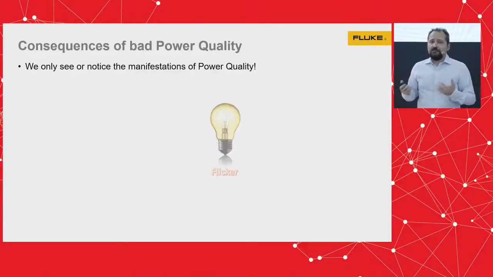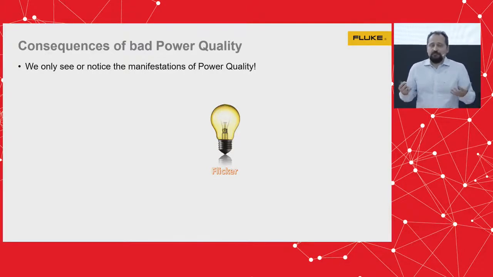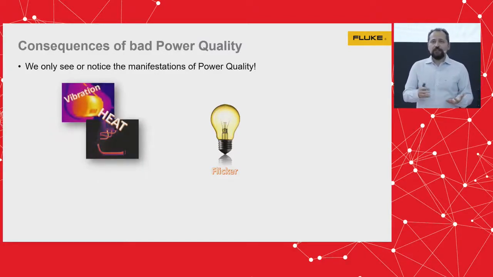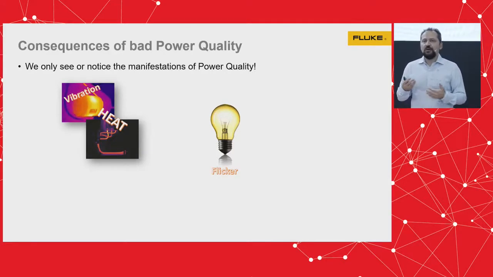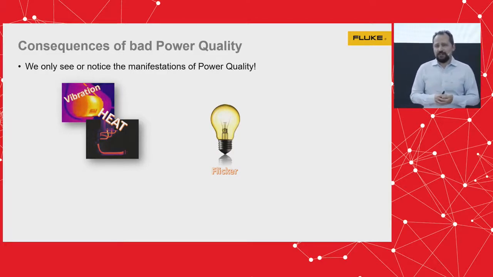Some of these are flickering, for instance. Some of us are already familiar with this, of course, with flickering of lights. That is coming from issues with the power supply, with the power quality of our installation. But also, there could be higher vibrations, higher noise emitted by electrical motors, for instance, or increased heat in our conductors, our cables, our transformers, electrical equipment in general, that can also be produced and caused by power quality issues.